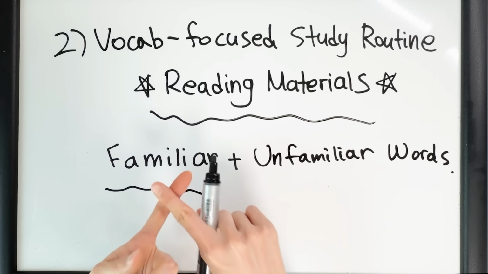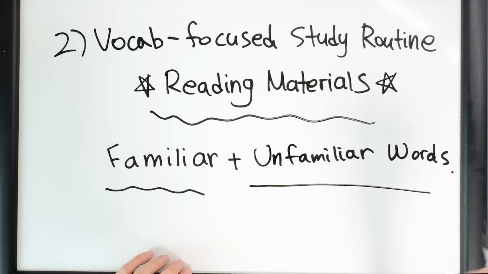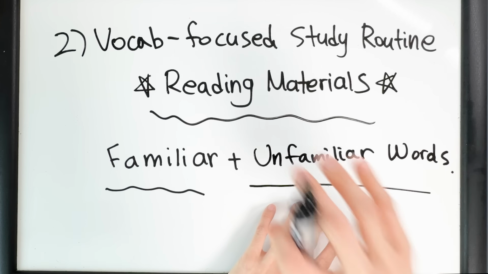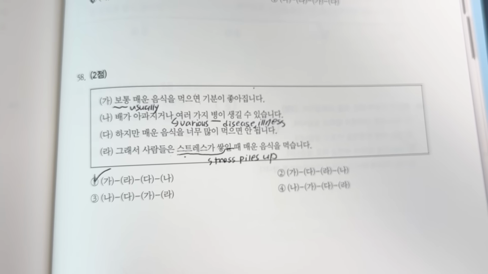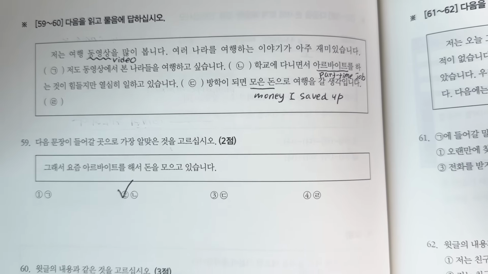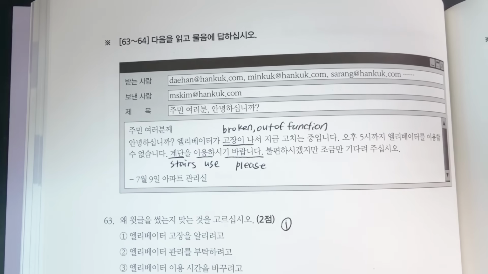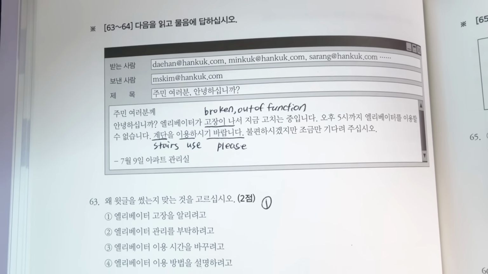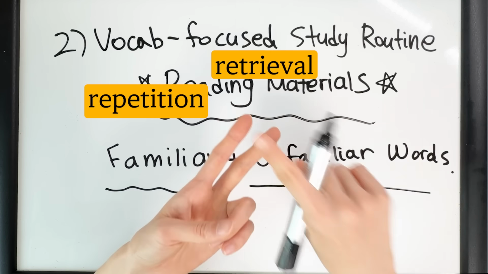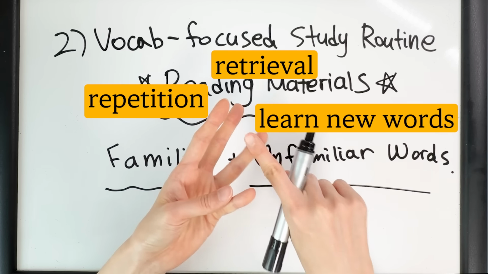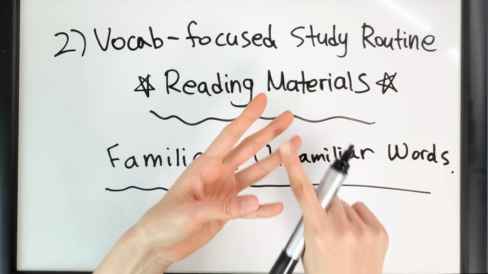You're getting exposure and you're also practicing retrieval with the familiar words. And for unfamiliar words, you don't have to look up every single one. You can just focus on the words that actually prevent you from understanding the passage or answering the question. So you can look them up using something like Naver Dictionary or even ChatGPT and write them down underneath. This way, you're getting both exposure and retrieval while also learning new vocabulary at the same time. So that's like killing 3 birds with 1 stone.